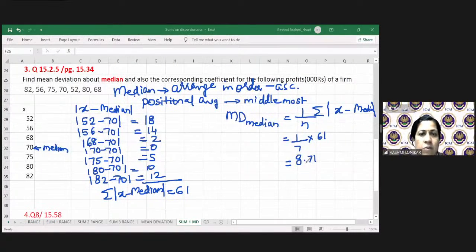Now somebody asked me, what about mean deviation about the mode? Same thing. First find the mode and again do the same thing.